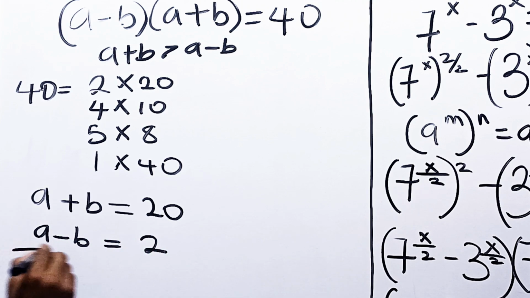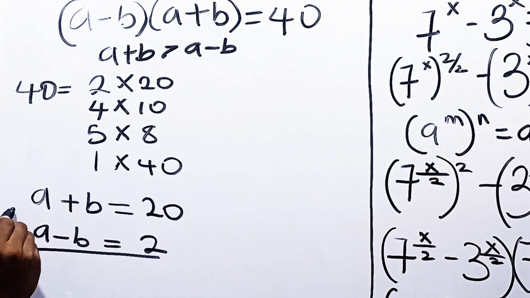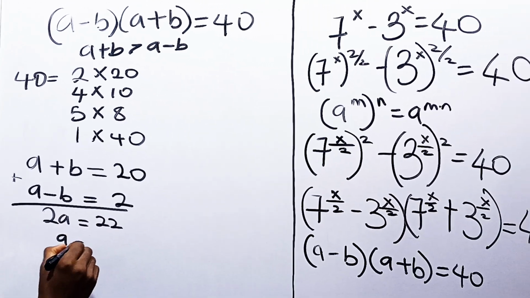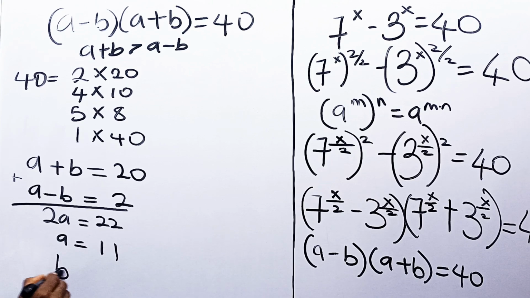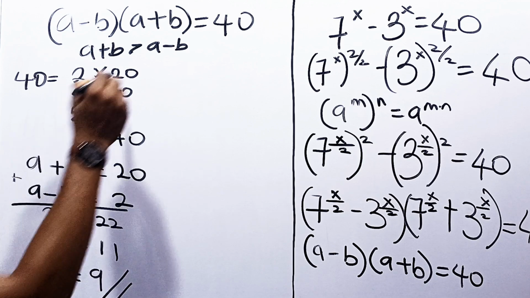Okay, solving this, we have that if we add these two equations, we have 2a is equal to 22, hence a is equal to 11. Now from here, b will be equal to 9. Okay, from this. Now, the rule out for this condition is that since our a, what's our a?